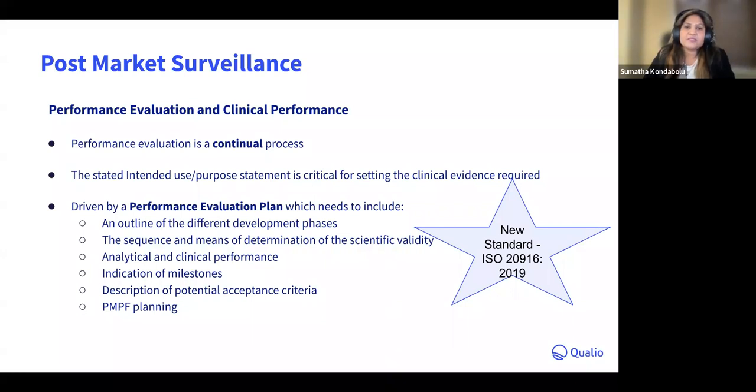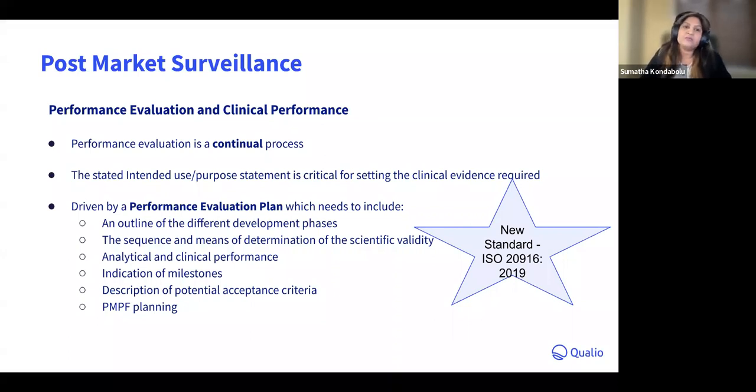So that is specifically driven by the performance evaluation plan, which needs to include the outline of the different development phases, the sequence and means of determination of scientific validity, as well as analytical and clinical performance. Generally, I have seen that people have questions in and around post-market surveillance, saying, what exactly do I need to record or document in the plan? And from there onwards, what are the data that I need to collect?